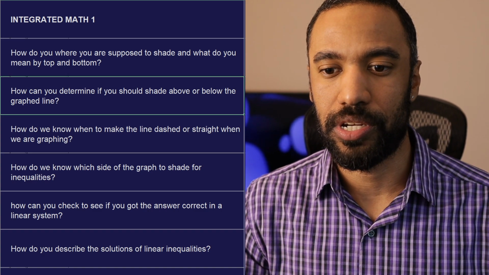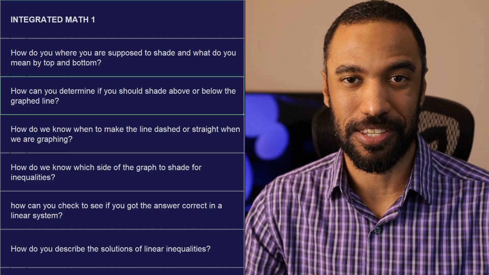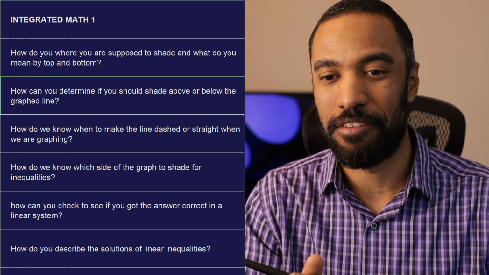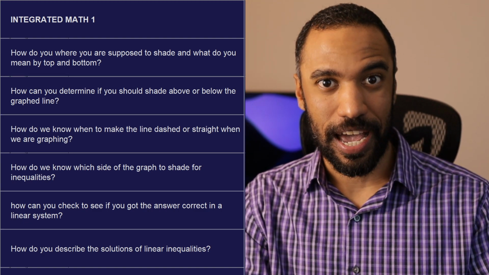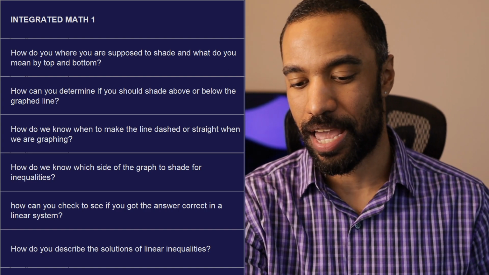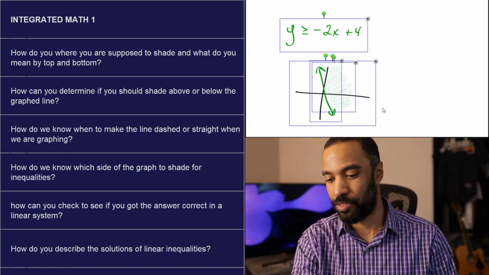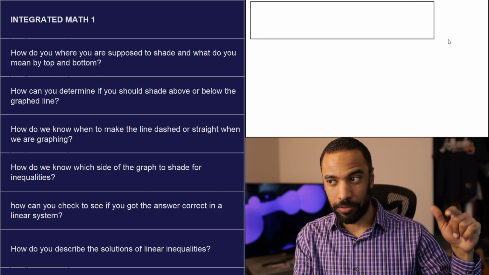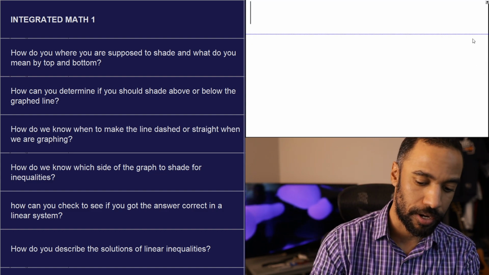Okay, the second question here is, how can you determine if you should shade above or below the graphed line? I expect a few of these questions, because like I said, what else can we talk about with inequalities? Let me type this in as kind of canonical, just what it is. If you want to hear more about it from the first question, you can go back and check that out, but otherwise, take a look at this right here.